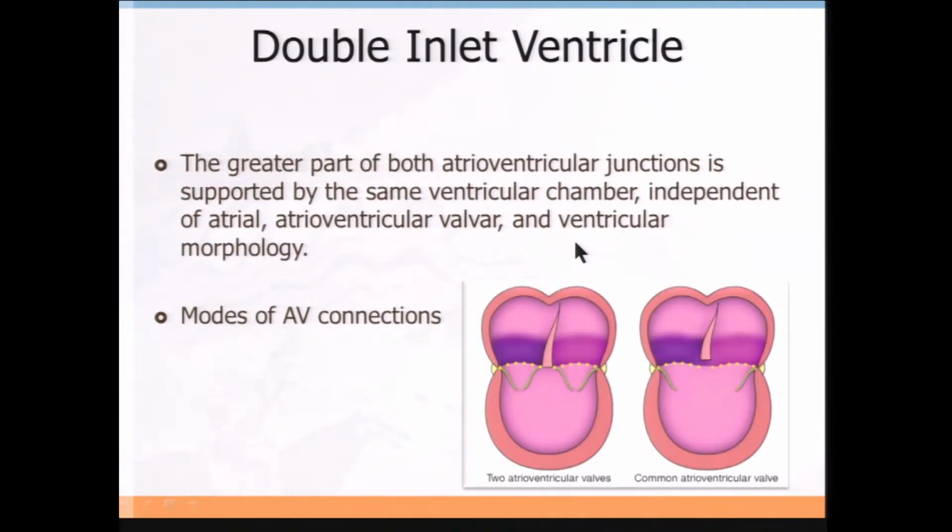Let's begin with the double inlet ventricle. We can say double inlet ventricle when the greater part of both AV junctions is supported by the same ventricular chamber, independent of atrial AV connection, AV valve or ventricular morphology. The mode of AV connection in double inlet ventricle can be made by two AV valves or a common AV valve. As long as both atria join to the same dominant chamber, this is double inlet ventricle.